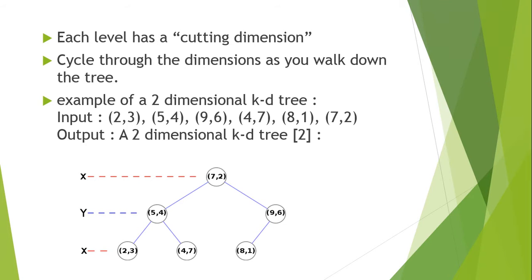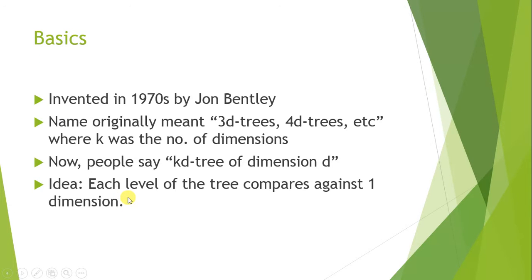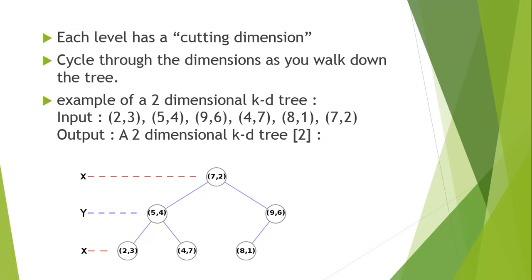And in the second iteration, as in the level, let's consider the root as level 0, and in level 1, this property is based on the y-axis. So for all the elements, for example, 5, 4 has 2, 3, wherein the 3 is lesser than 4, and 4, 7 to its right, wherein the 7 is greater than 4. So using this property, we can easily navigate downwards in the tree and search any element.